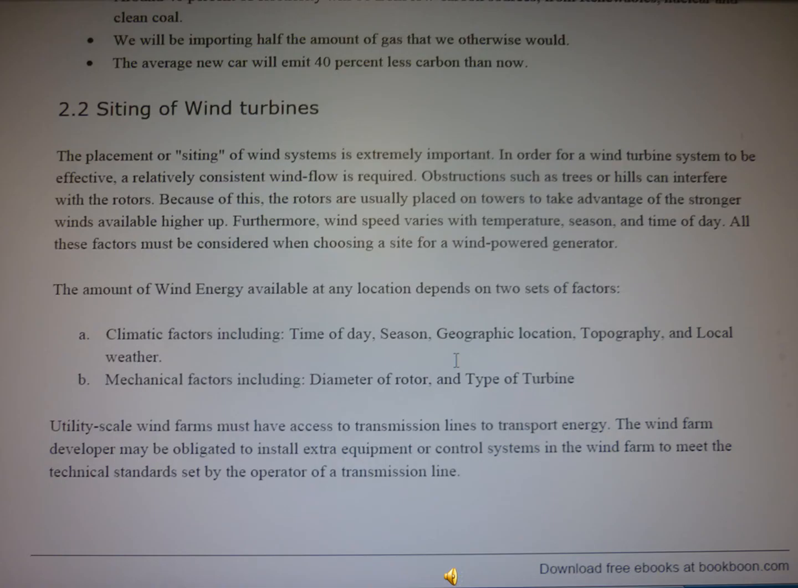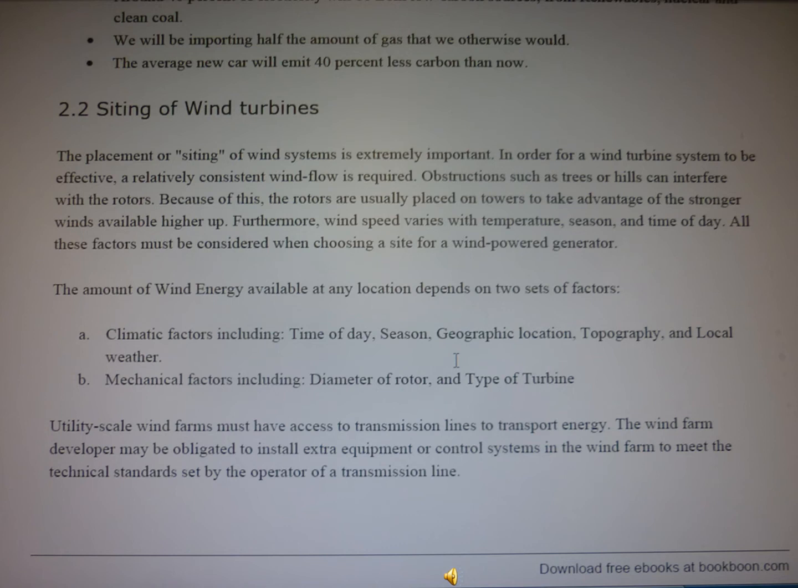This is the siting of the wind turbines. The placement or the setting of the wind system is extremely important. In order for the wind turbine system to be effective, a relatively consistent wind flow is required. Also, trees or hills can interfere with the rotors.